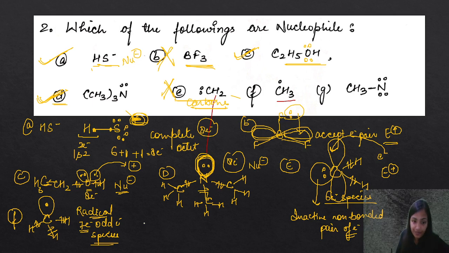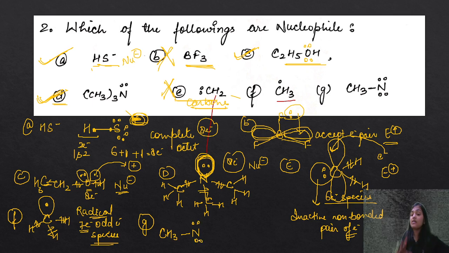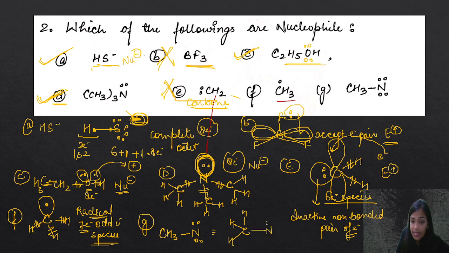Now here we have the last option to go with, that is CH3 and N with 1, 2, 3, 4. Please draw the structure the way I have given to you. If you draw this particular structure in another way, like carbon with 1, 2, 3 hydrogens, this is nitrogen. Here we have 1, 2, 3, 4. Okay, this is the structure. Now if you see the carbon, this is 8 electrons: 1, 2, 3, 4, 5, 6, 7, 8.